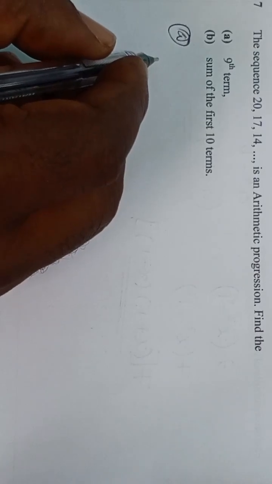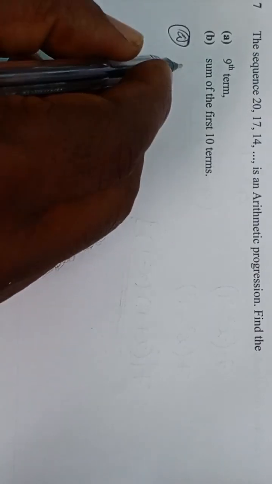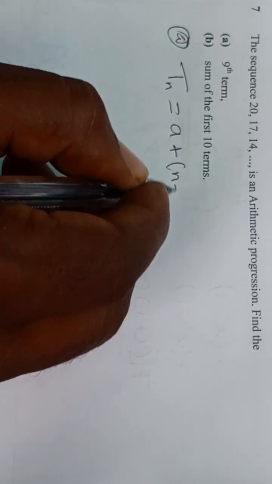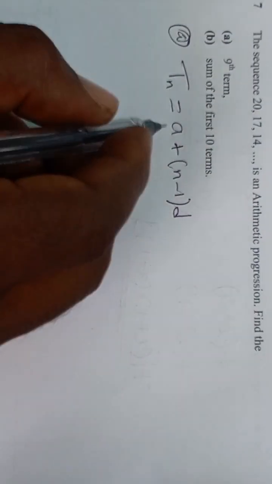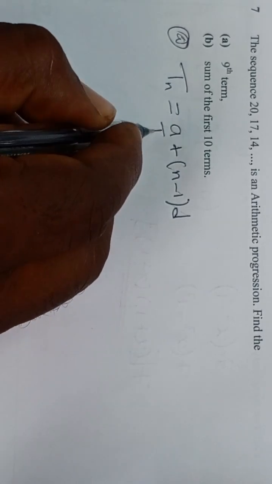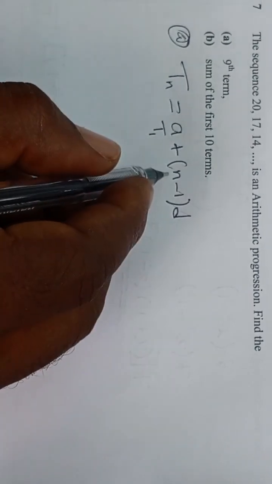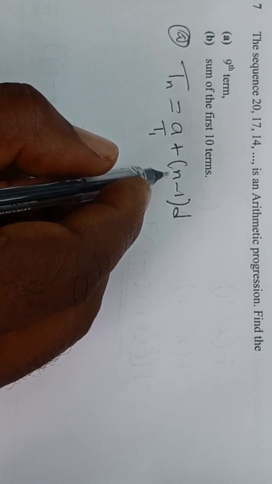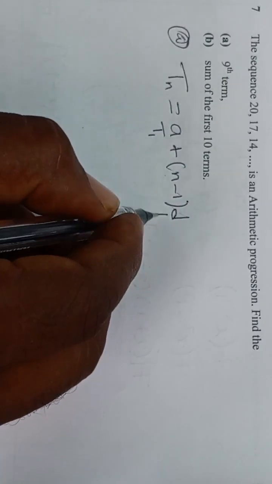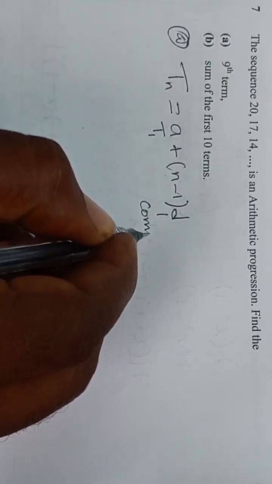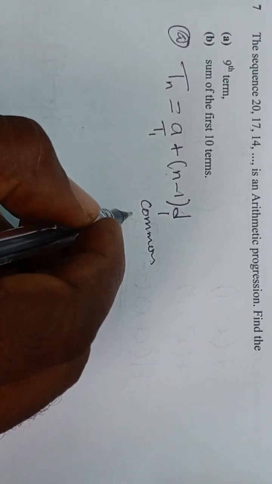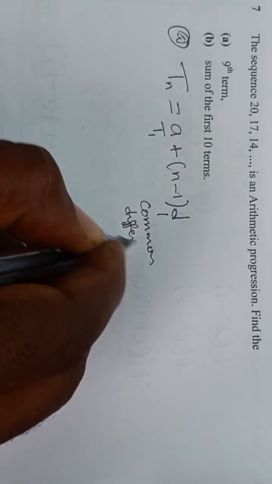So the general formula for the arithmetic progression is: the nth term is equal to a plus (n minus 1) d. Where a is the first term, n is the position, and d is the common difference, or term to term sequence number.